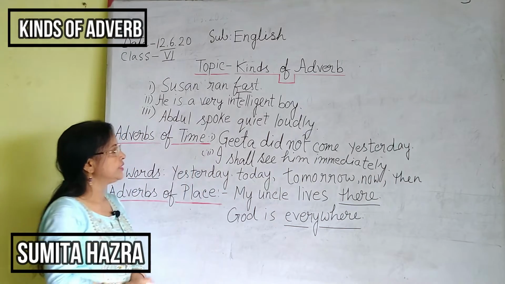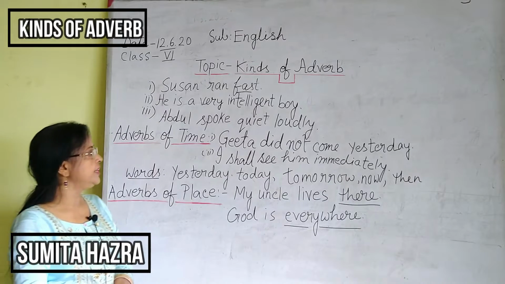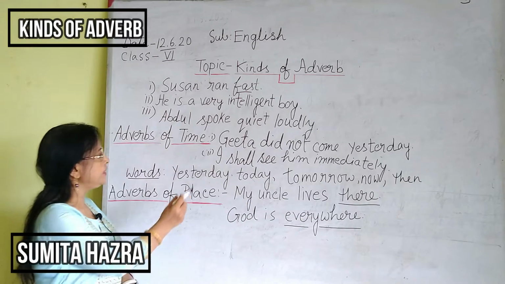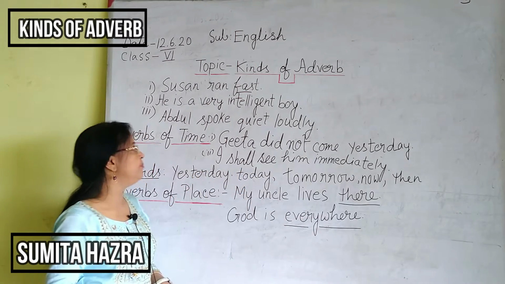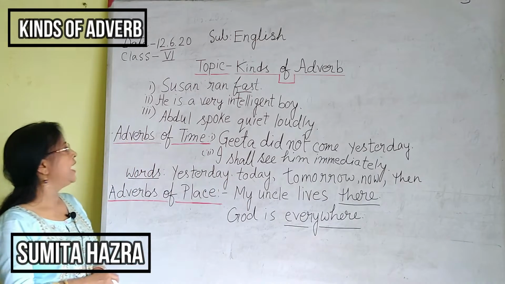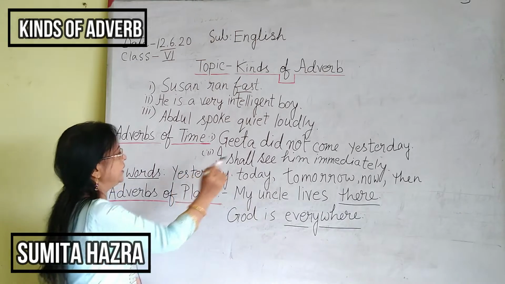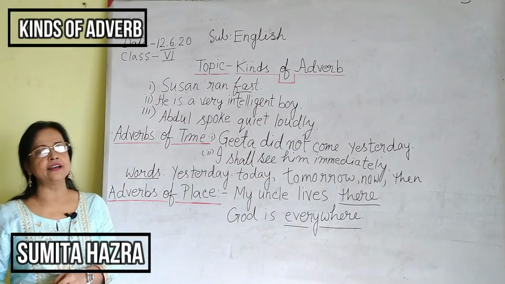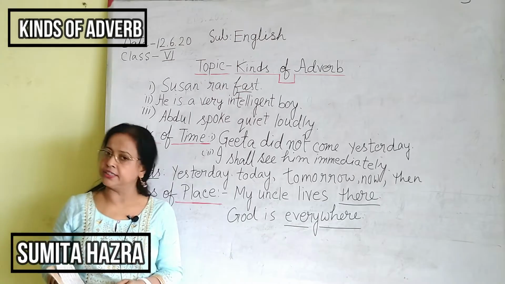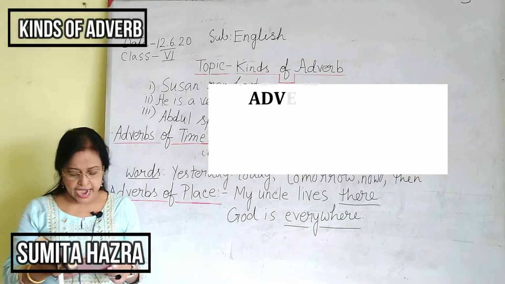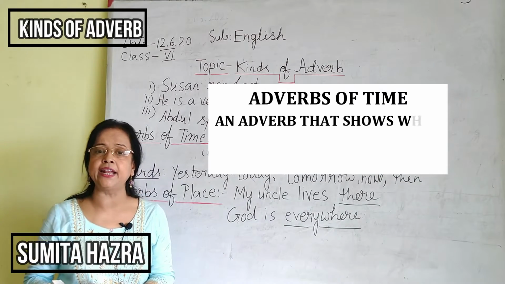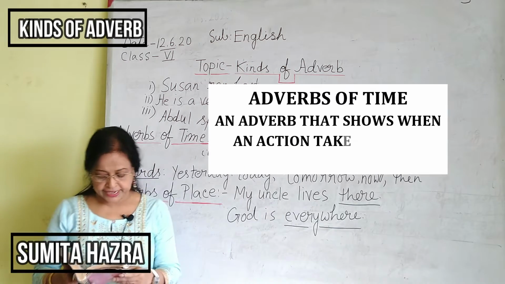Number 1, Geeta did not come yesterday. In the second sentence, I have written, I shall see him immediately. Here, yesterday is the adverb of time and immediately is the adverb of time. That's why, what is adverbs of time? Adverbs of time shows when an action takes place.